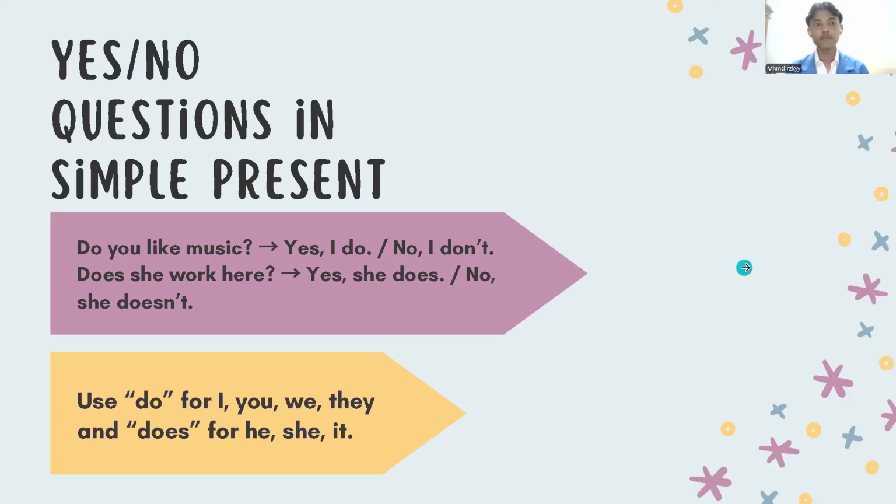Yes or no question in simple present. In the simple present tense, we can ask questions that require a yes or no answer. Example, do you like music? Yes, I do. Or no, I don't. Does she work here? Yes, she does. Or no, she doesn't. Use do for I, you, we, they, and does for he, she, it.